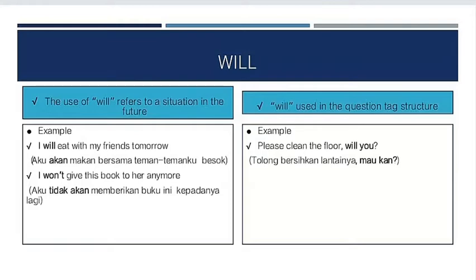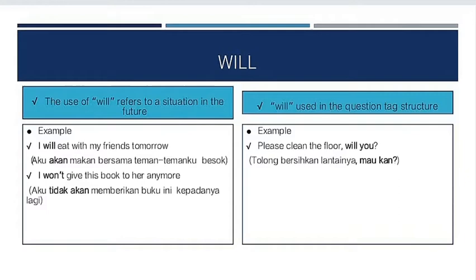For example, I will eat with my friends tomorrow. Aku akan makan bersama teman-temanku besok. The second example is, I won't give this book to her anymore. It means, aku tidak akan memberikan buku ini kepadanya lagi.